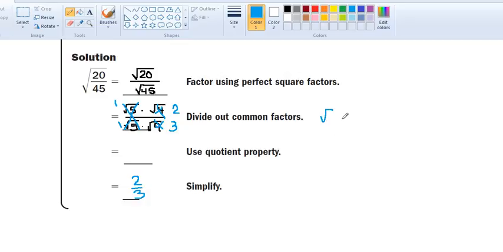And you can check that in your calculator. Use the square root symbol, do a parentheses, and do the original problem, which was 20 divided by 45. And you'll see that when you close the parentheses and press enter, it will come to 2/3. Actually, it comes to 0.6 repeating.